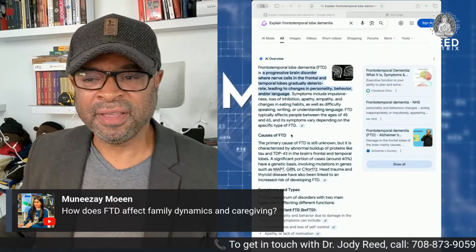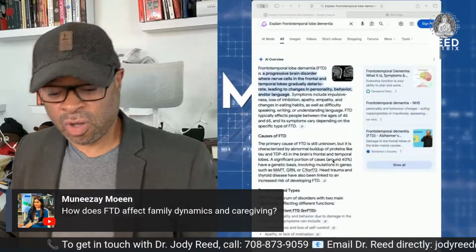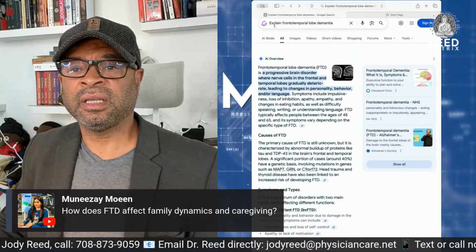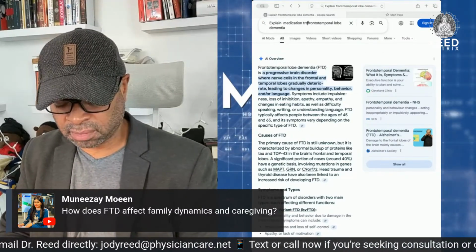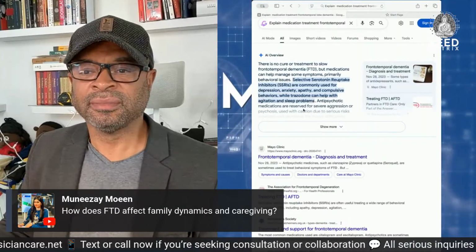So I think that's all I have. I'm at the 19 minute point so far. Oh, let me do this. Let me see. Explain the medication treatment for frontotemporal lobe dementia.